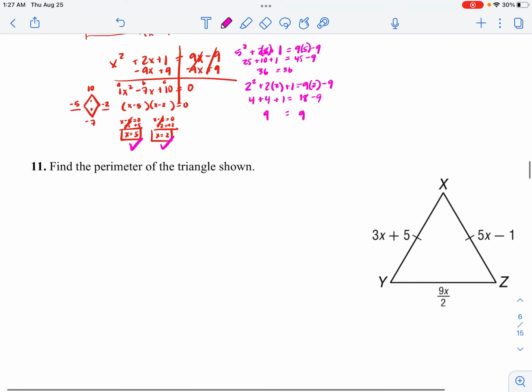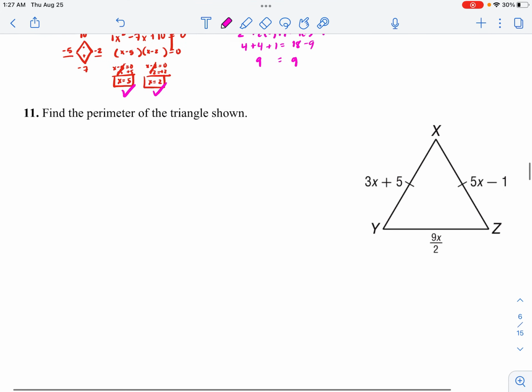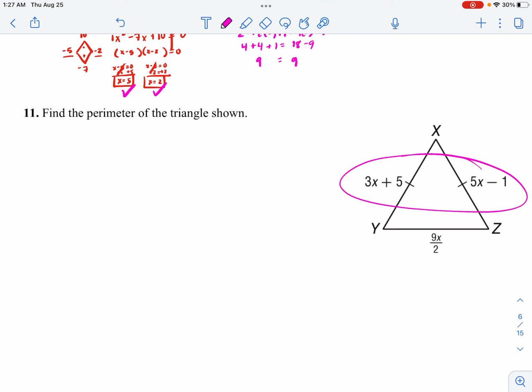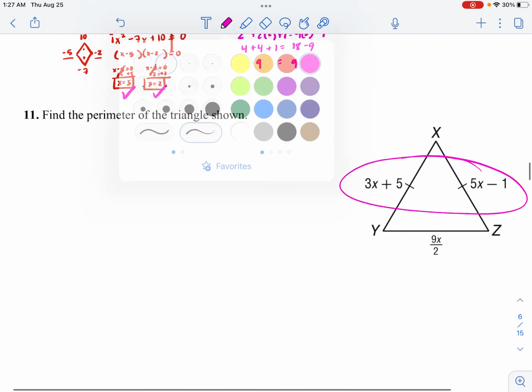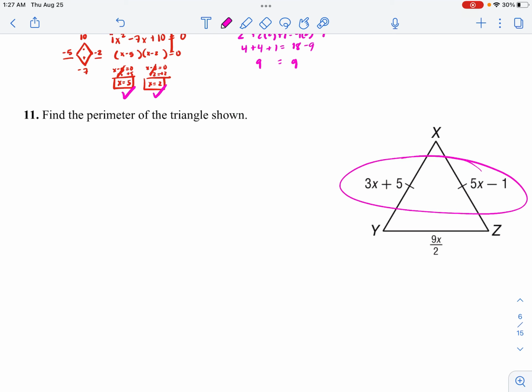Okay. Last one, find the perimeter of the triangle. And we're not going to go over this one, but I do want you to notice, these have the same tick mark. So that means these two are equal to each other. You should be able to solve it from there. Okay. Other than that, I trust that you should be able to do the rest of these on your own.